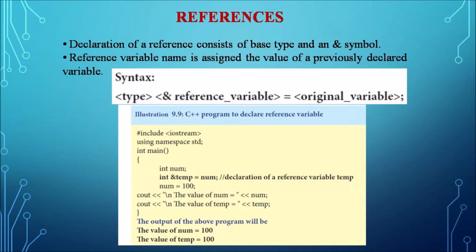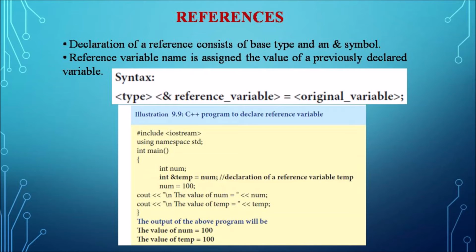So here you see the syntax. The type is the data type, and with the ampersand symbol you have to mention the reference variable, that is a new name, an alias name, equal to the original variable name. So this is how you have to declare the reference, and the reference variable is assigned the value of a previously declared variable. So you see the example here.